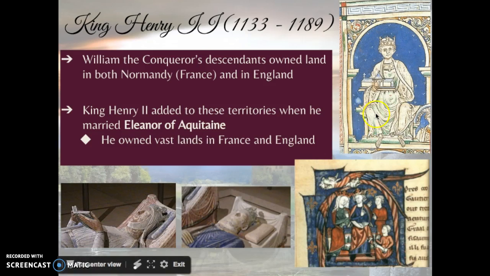And then this is the oldest depiction I could find of Henry II. Apparently he's handing a church to, I don't know, the Pope or something. Here is Eleanor and Henry holding court, and these are their effigies on their tombs. FYI. Okay, so we start to see then added territory in France, and this will be important later, of course.